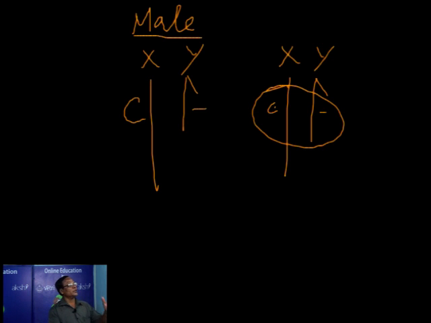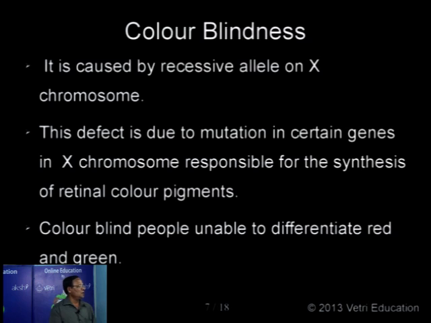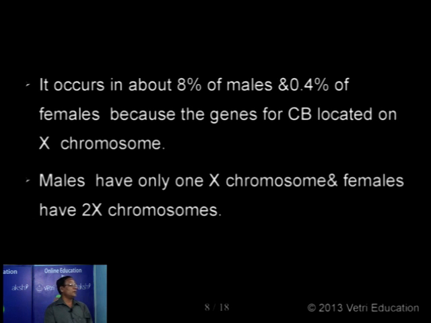So accordingly, we will see how the character is normally transmitted. I mentioned already that the condition of colorblindness is called achromatopsia. Some people are colorblind to red. Such people who are unable to differentiate red color are called protonopic type. So there are actually three different types of colorblindness.